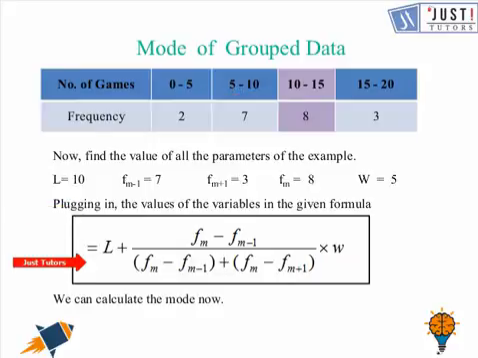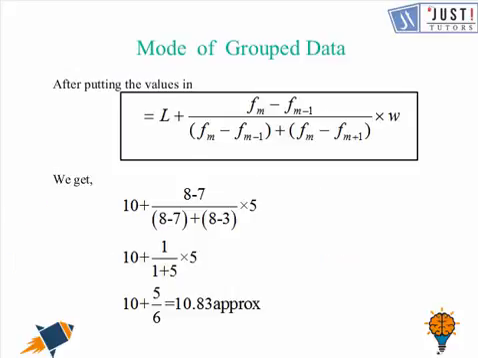Now we just need to put all the values in the formula. That's going to be this. So L is 10 and Fm is 8, Fm minus 1 is 7, Fm plus 1 is 3, and we can work that out, and the answer for this question is going to be 10.83 approximately.